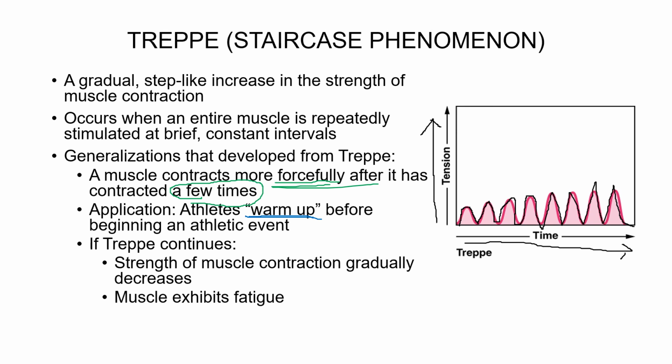Now this will continue to happen. This treppe, this staircase will continue to get better and better, and the muscle will continue to contract more optimally until you get tired. There's a limit to everybody, right? So you will exhibit fatigue eventually. You can only warm up for so long. You can only play basketball or tennis or whatever we're playing for so long. And eventually this will decrease, right? We're not robots. But certain people can go and go and go for a very long time. Eventually everybody will tire out though. So that's treppe.